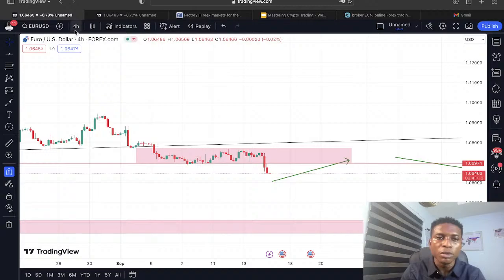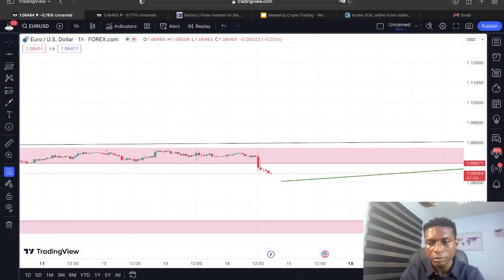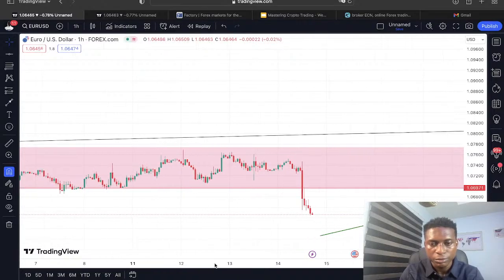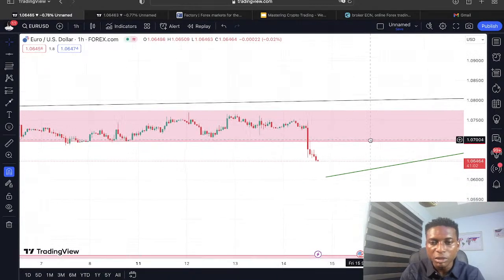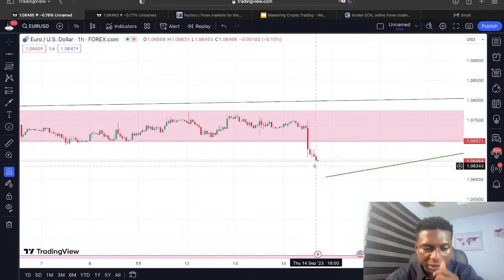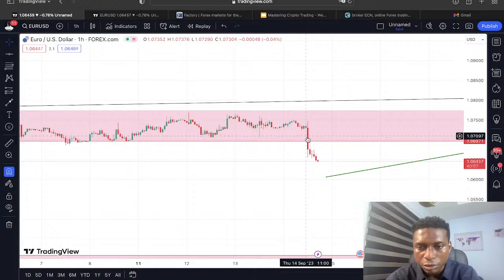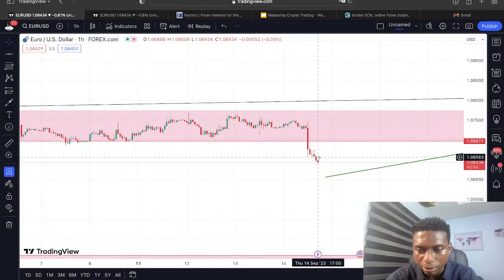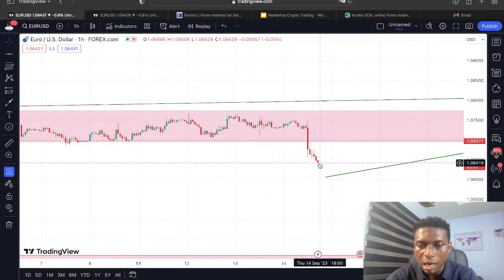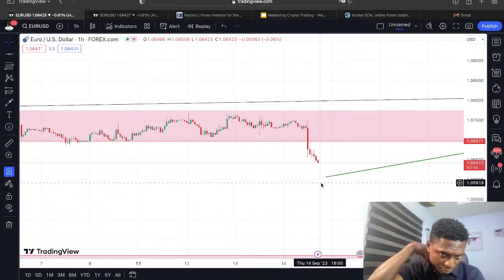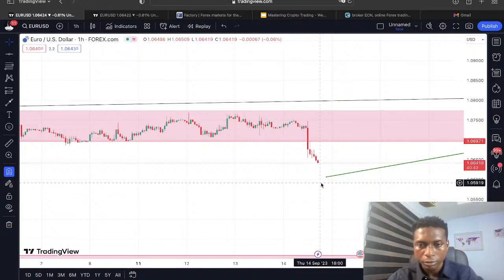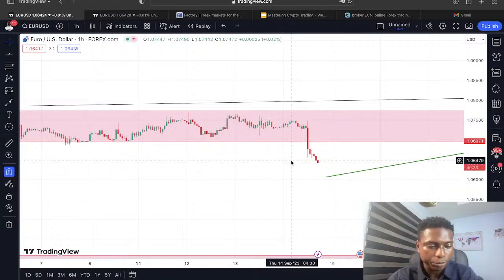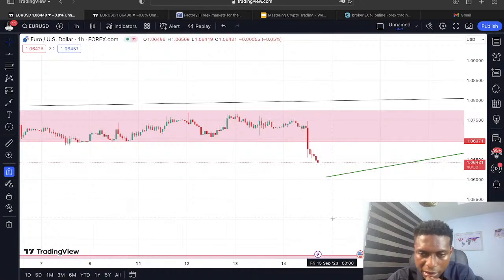So let's look at it from the 1 hour time frame. If you look at it from the 1 hour time frame, you will get the trend. You can see that a retest was done here and further fall in price, and currently you can see how price has been falling here. So that's one of the things we should expect to see, further selling in price.